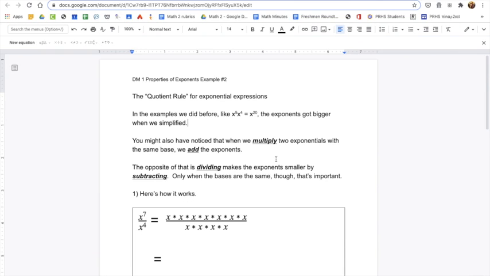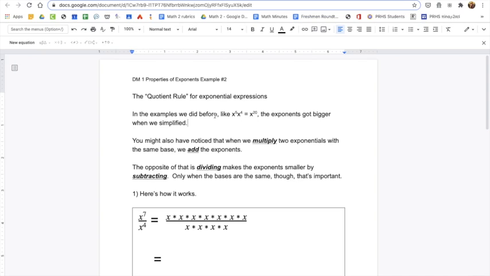Hello and welcome to another episode of Mr. Franklin Explains Some Math. Today we are looking at our properties of exponents example number 2. This one is about the quotient rule for exponential expressions.